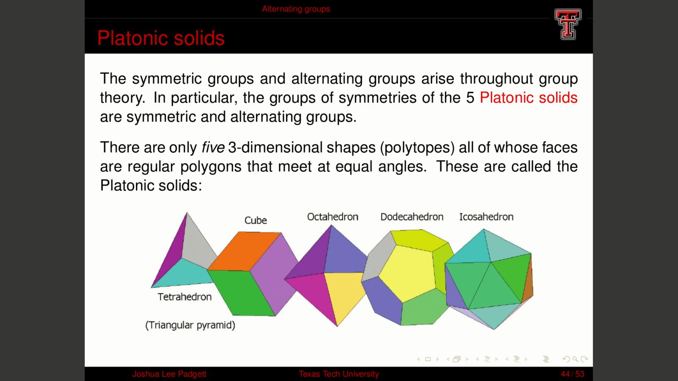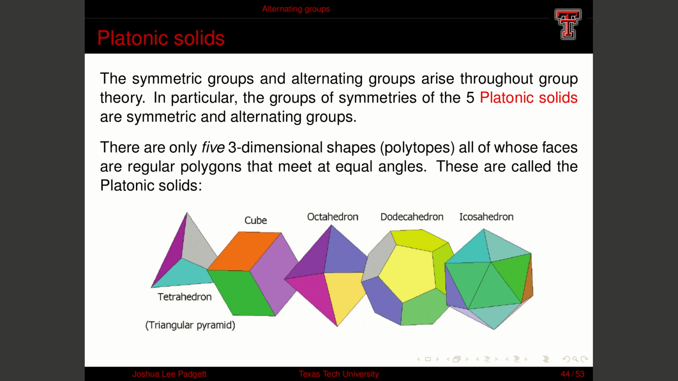All right. Now the alternating groups are kind of important because basically they describe the symmetries of the 5 Platonic solids. The symmetric groups and the alternating groups. So what do I mean? There's only 5 three-dimensional shapes of which all the faces are regular polygons and meet at equal angles. So a tetrahedron is triangles glued together, where all the triangles are the same, and it's exactly equivalent.